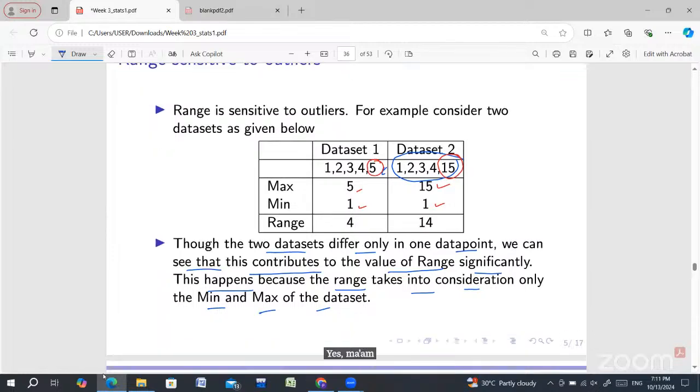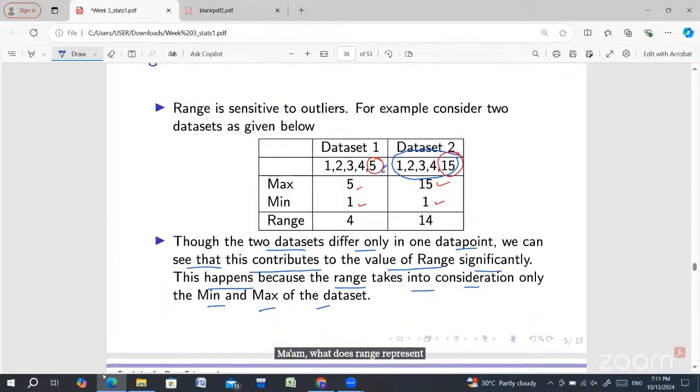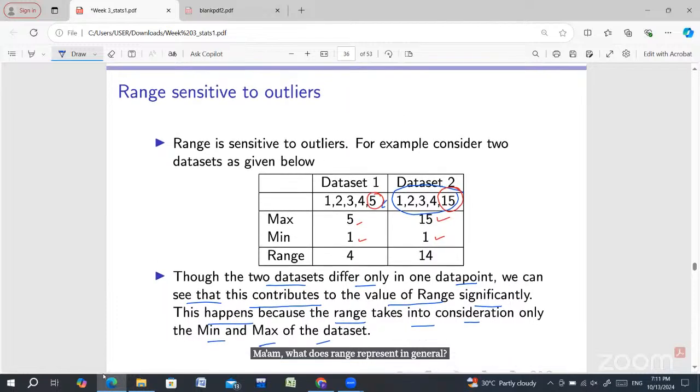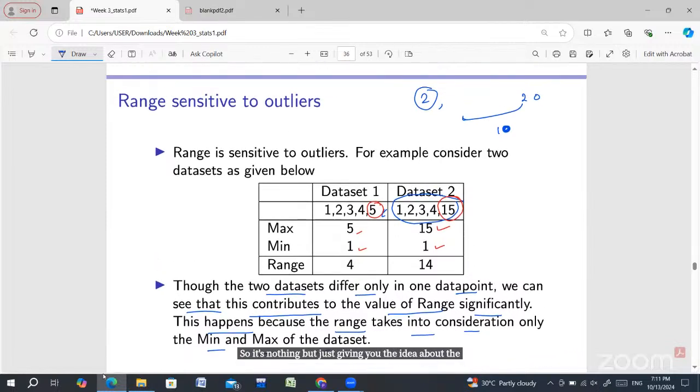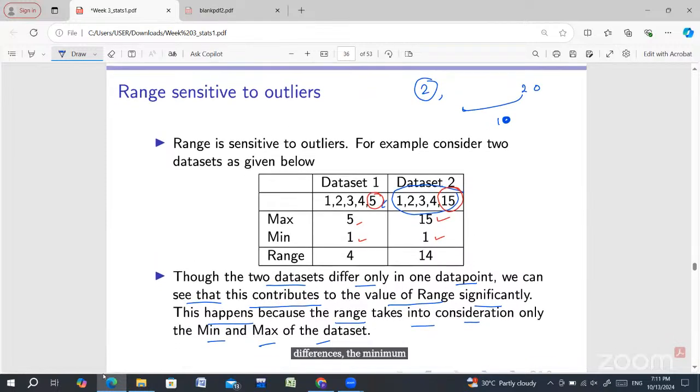Ma'am, what does range represent in general? So basically, it is giving you the spread only. Suppose the minimum value is 2 and the maximum is 20, so this difference is 18. It's nothing but giving you an idea about the difference between the minimum and maximum value.